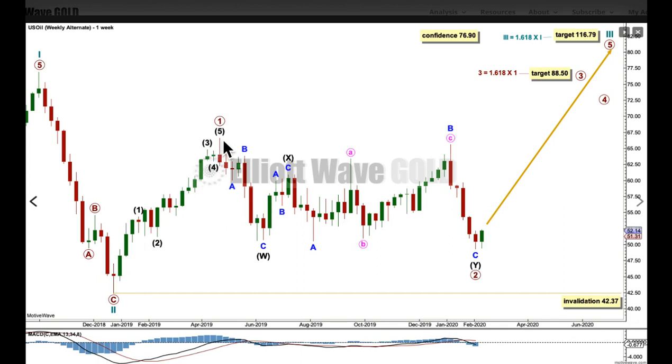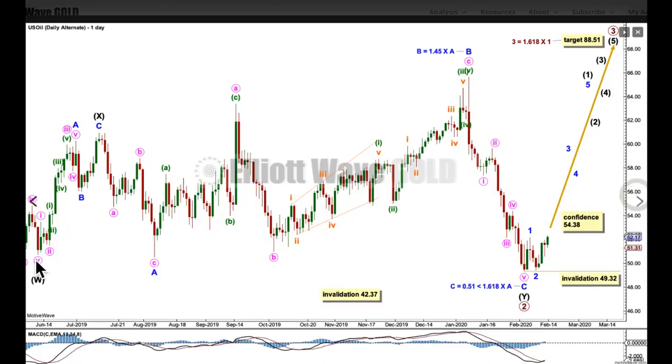If this is a 5 and we're considering all possibilities, then a 2 in the opposite direction may be complete down here. Primary 2 is labelled a double combination, zigzag, X, flat correction. The target for primary 3 is for it to reach a common Fibonacci ratio to primary 1, and this target fits with the higher target for cycle wave 3.